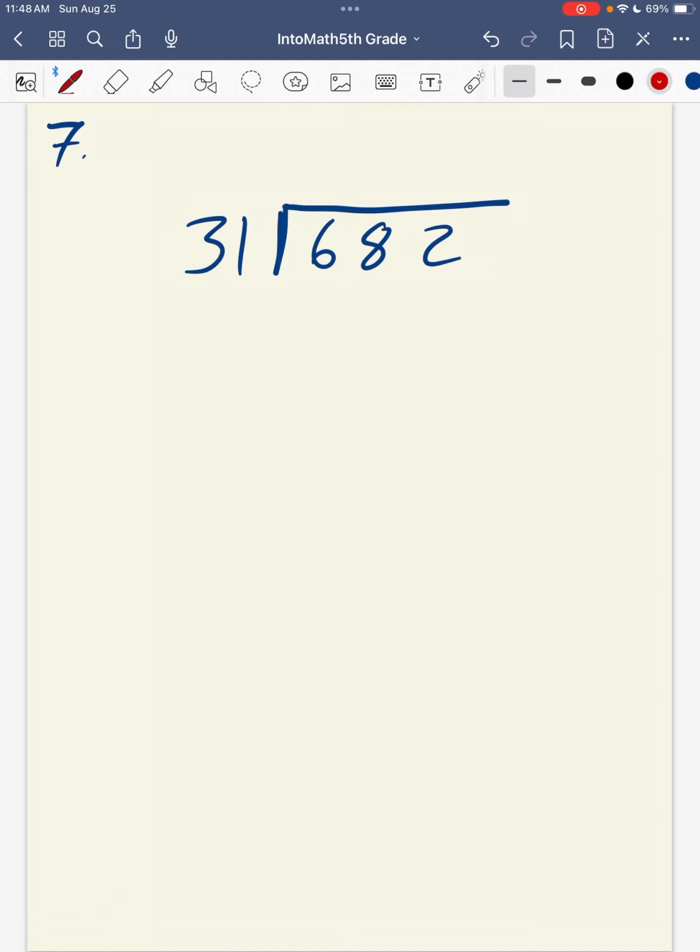All right, on to number 7. Let's start by estimating. I have 31 and 682. 31 can be comparable to 30, and 682, I think we can round to 690. Take off that 0, 3 can go into 69, 13 times. So I estimate that our answer should be approximately 13. Now that we have that, let's check this together.